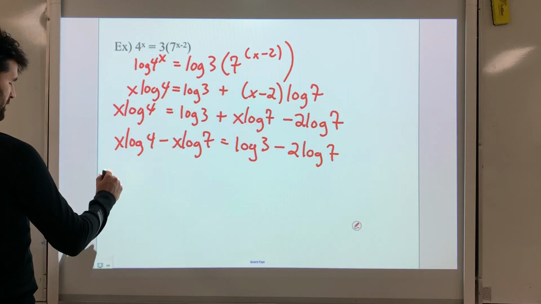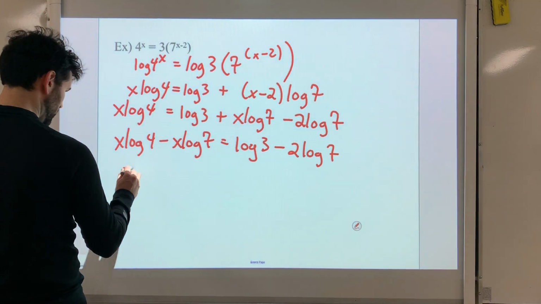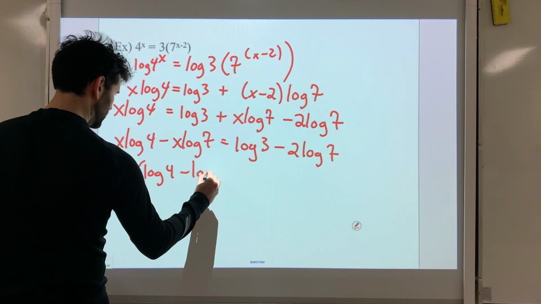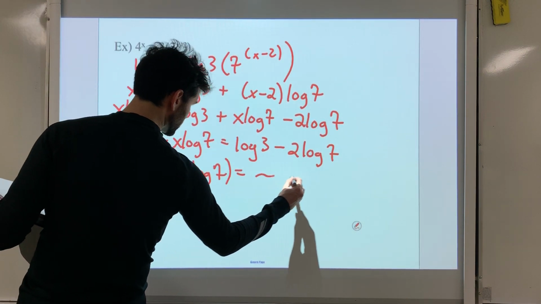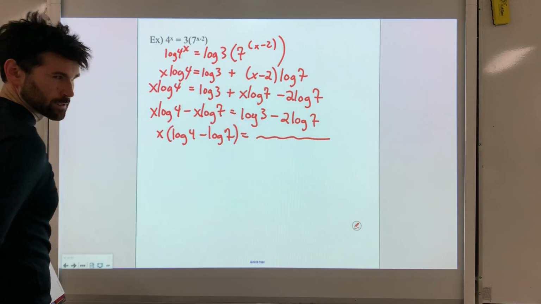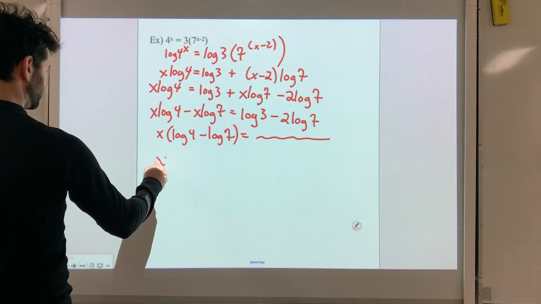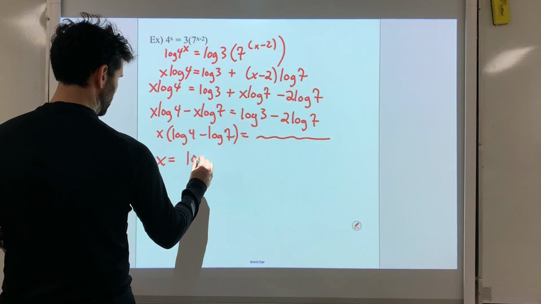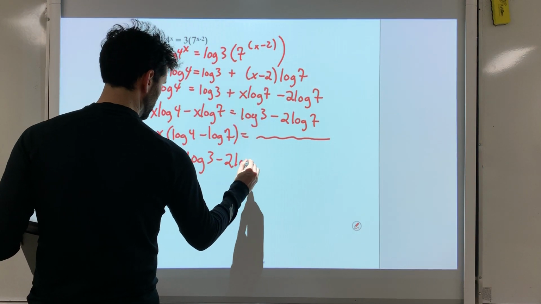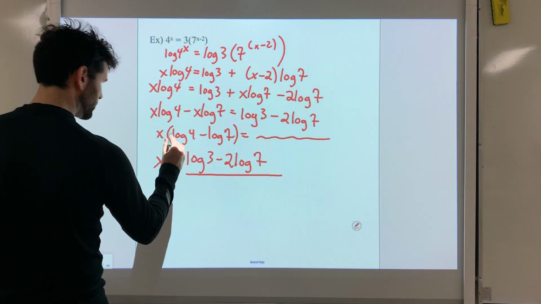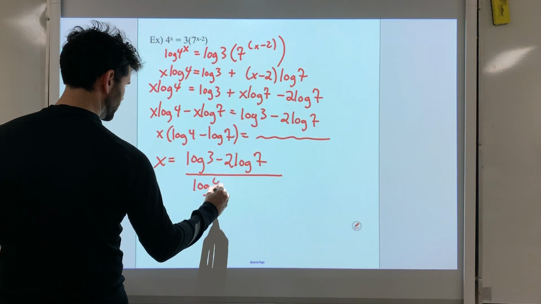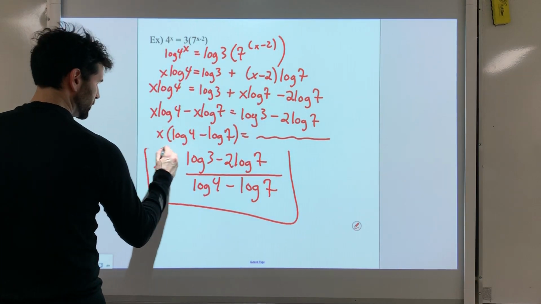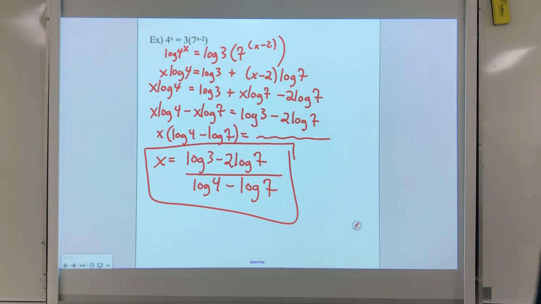We're going to pull the x out. So I'm just going to be pulling out the x here. So I'm going to get log 4 subtract log 7 equals that stuff, okay? Don't ever do that on the exam, but I'm going to do it here to save some time. Okay, so now I'm going to take this and divide by that. So I'm going to write log 3 subtract 2 log 7 divided by this stuff, log 4 subtract log 7. Don't touch it. Don't do anything else to it. Leave it like that. You're done.